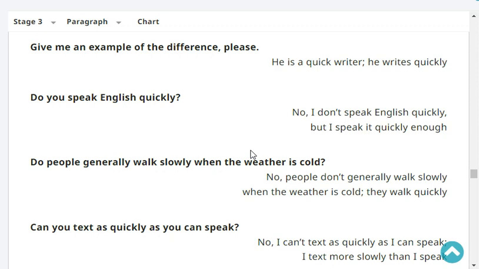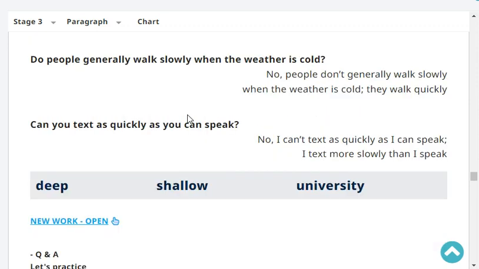No, people don't walk slowly when the weather is cold. They walk quickly. Can you text as quickly as you can speak?